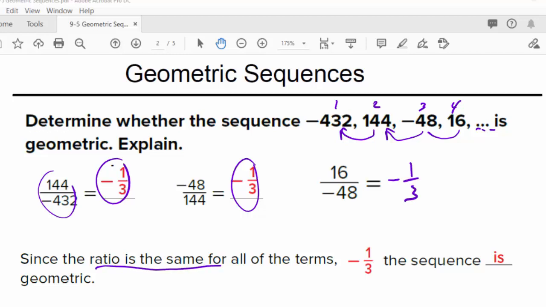Since the ratio is the same for all the terms, which was negative 1/3, the sequence is geometric, because going forward we're multiplying by negative 1/3, times negative 1/3, times again by negative 1/3.